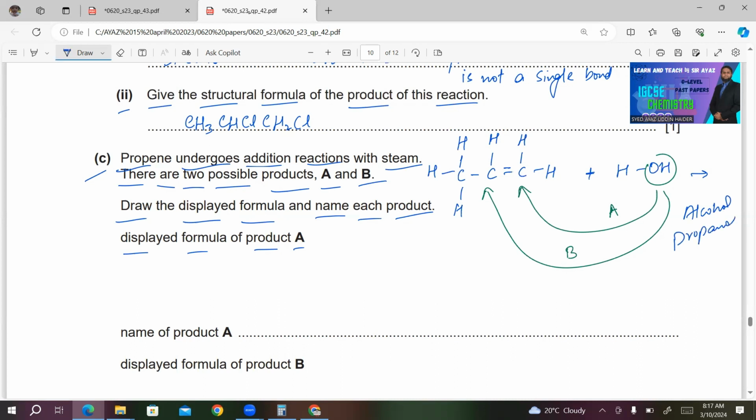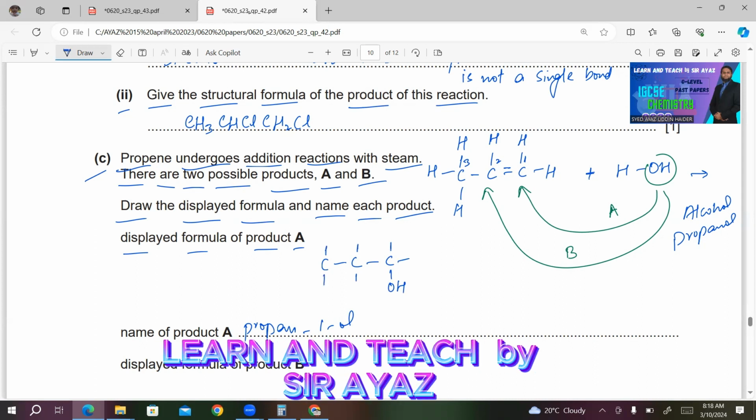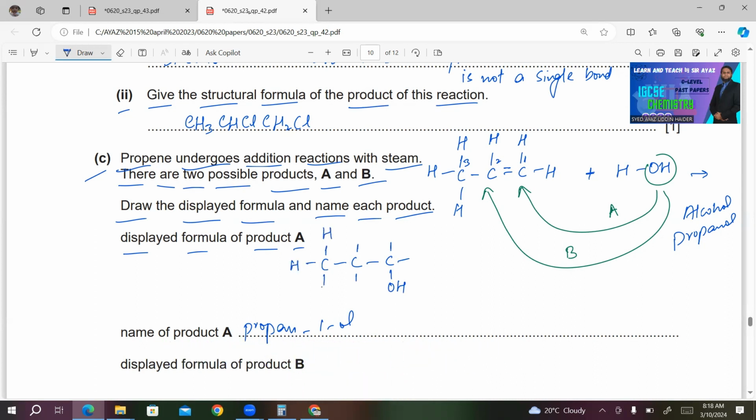Propanol. If the OH is attaching to the first carbon, that is on the right hand side, let's call it first carbon, 1, 2, 3, we will get propan-1-ol. The name will be propan-1-ol. The displayed formula will be this: 1, 2, 3. Attaching OH. This will be the final formula for propan-1-ol.